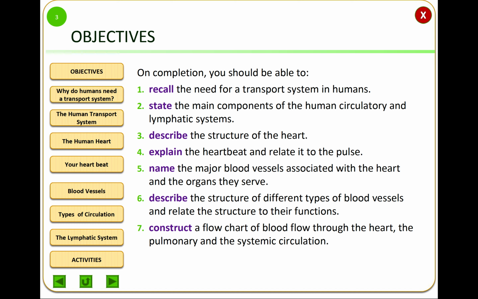do we have it. Also, we have to understand the main components found inside the circulatory system and the lymphatic system, both of them working together. Describe the structure of the heart, what is meant by the heartbeat, how to explain it, and also how to relate it to the valves, and name the major blood vessels that are associated with the heart and the organs they are serving.